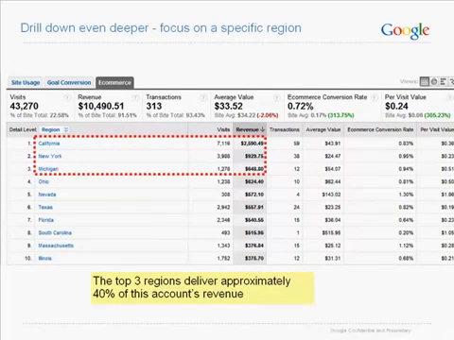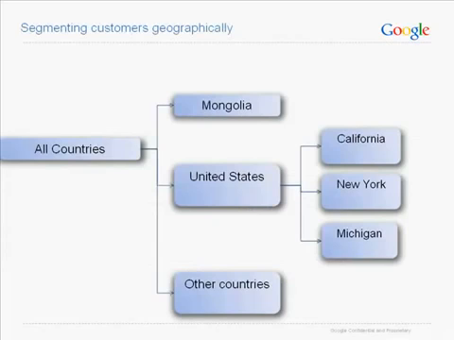Now that you know which countries drive the most revenue and which are of higher per visit value, you can zone in and find out regions that represent higher revenue within a country. In this example, you can see that out of the 50 states in the US, California, New York, and Michigan represent 40% of the account's revenue. So with key countries and regions identified, you will be able to segment customers geographically and align your marketing and advertising efforts with it so that you target as wide and as efficient as possible.